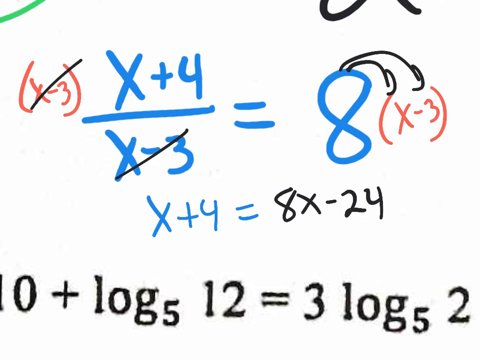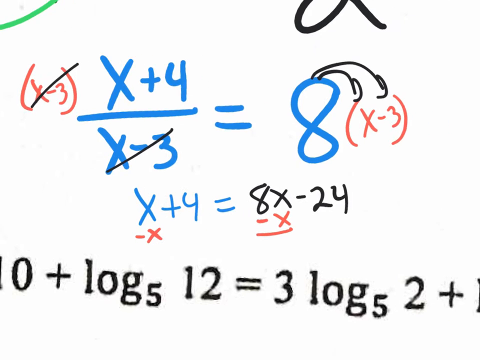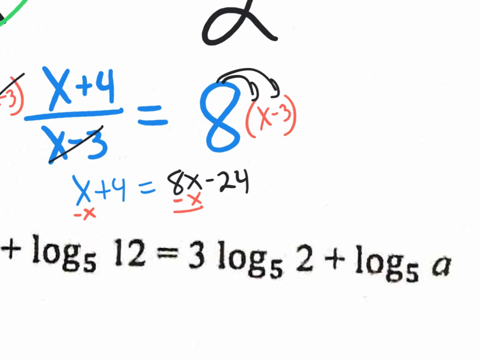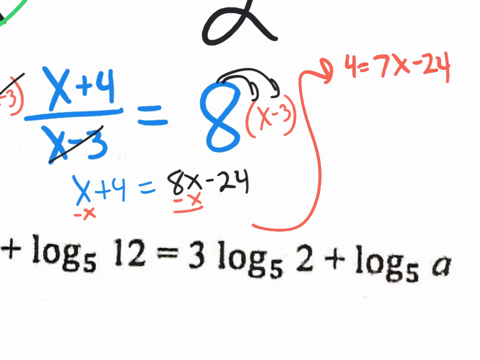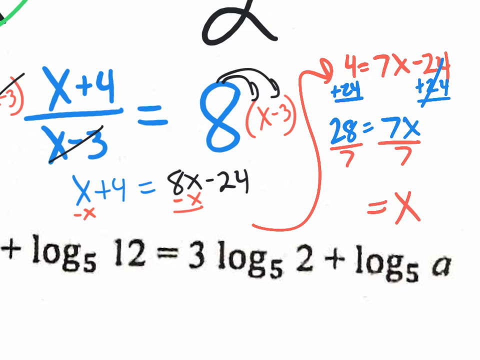Now let's solve this thing the way we would in Algebra 1. Subtract x. We will have 4 equals 7x minus 24. Let me write that up here. 4 equals 7x minus 24. And then we would add 24. You'll have 28 equals 7x. Final step, divide by 7. X equals 4.